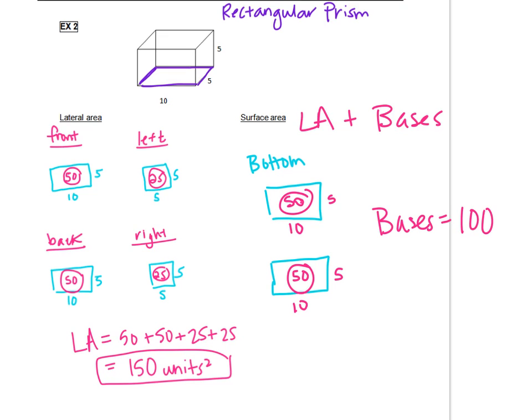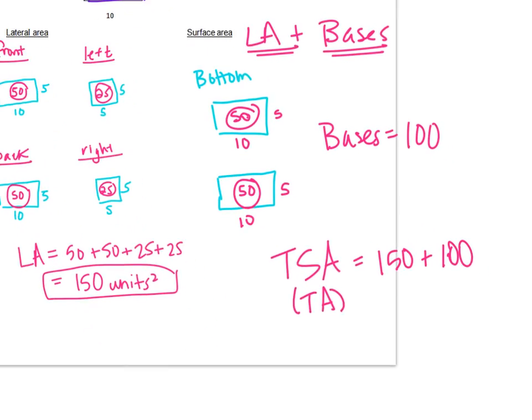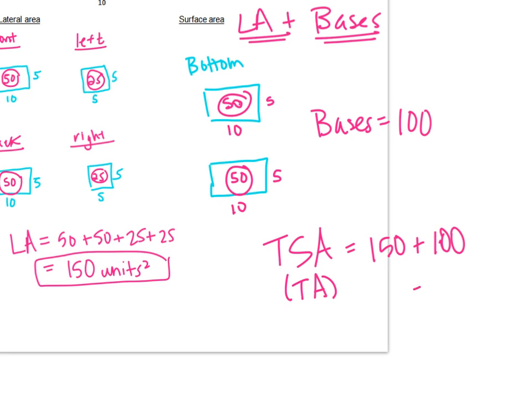So how do we find the total surface area? So total surface area, or maybe we'll say total area, is equal to, we take the lateral area, which is 150, plus the area of the bases, which is 100, and we get our final answer of 250 units squared.